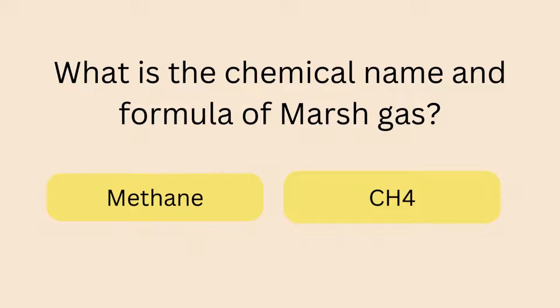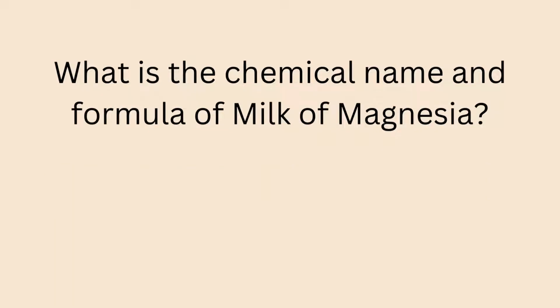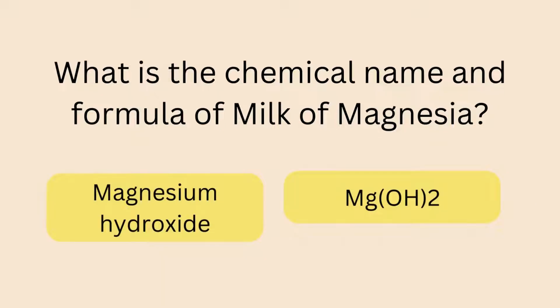Okay, next question. What is the chemical name and formula of milk of magnesia? Answer is magnesium hydroxide. Magnesium hydroxide is commonly called milk of magnesia and the chemical formula of milk of magnesia is Mg(OH)2.